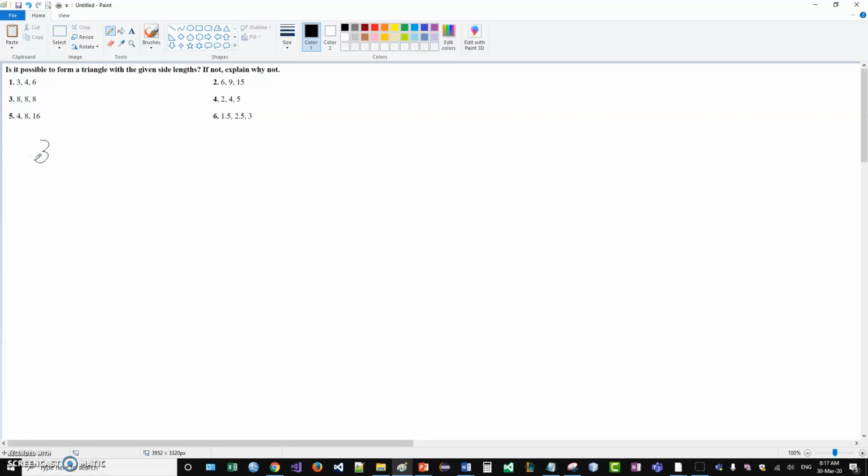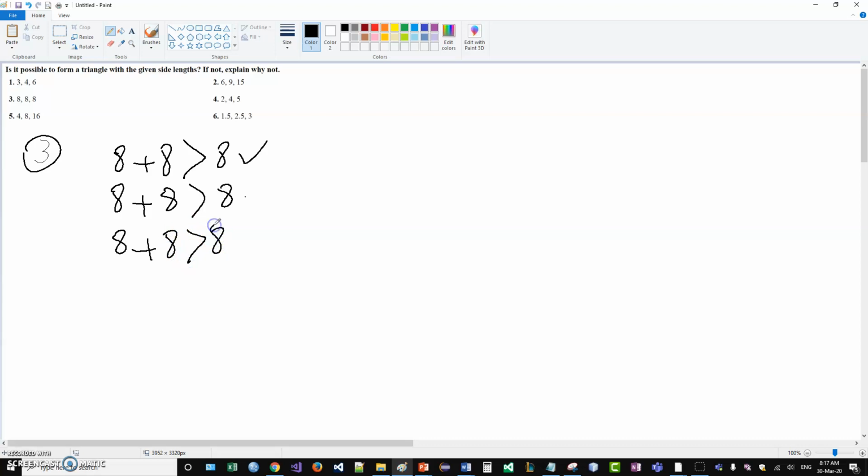Let's look at number 3. Let's see the first two sides. 8 plus 8, is that greater than 8? Yes. In fact, all of them, first and third, and the second and third, are greater than 8. So any two sides, their sum is greater than the third side. That means for number 3, yes, it's possible to form a triangle with those sides.